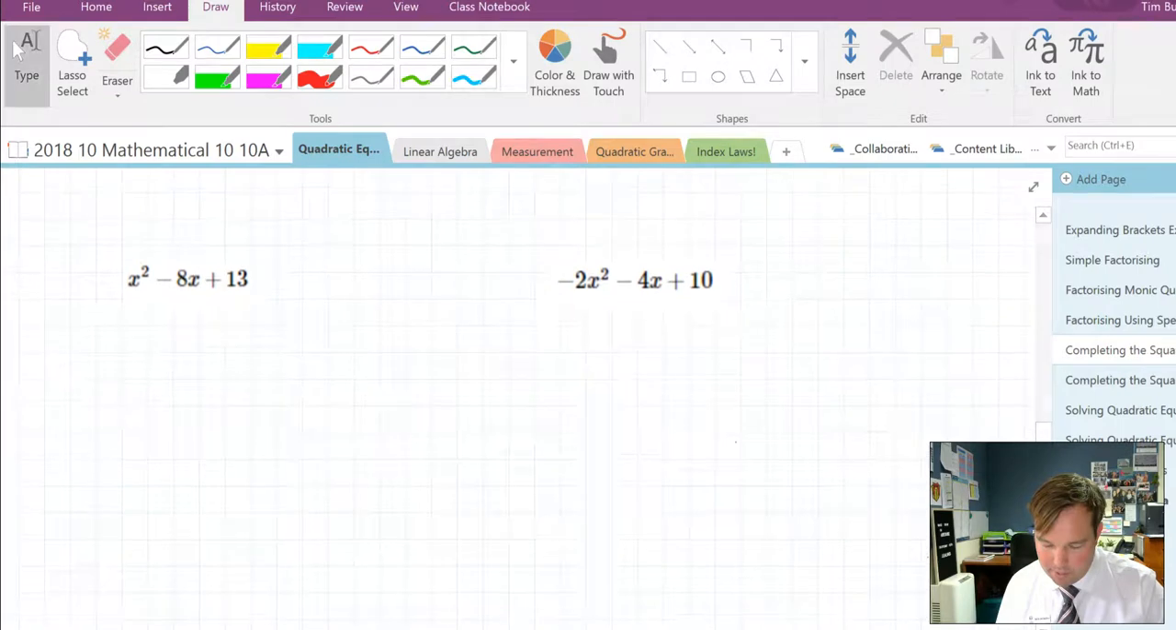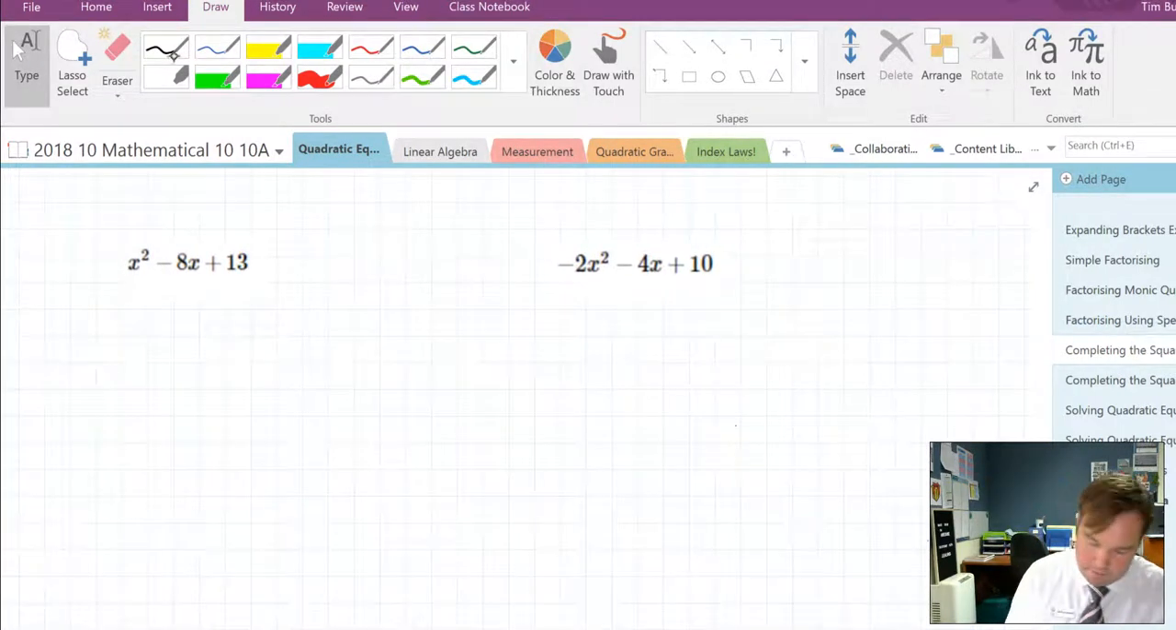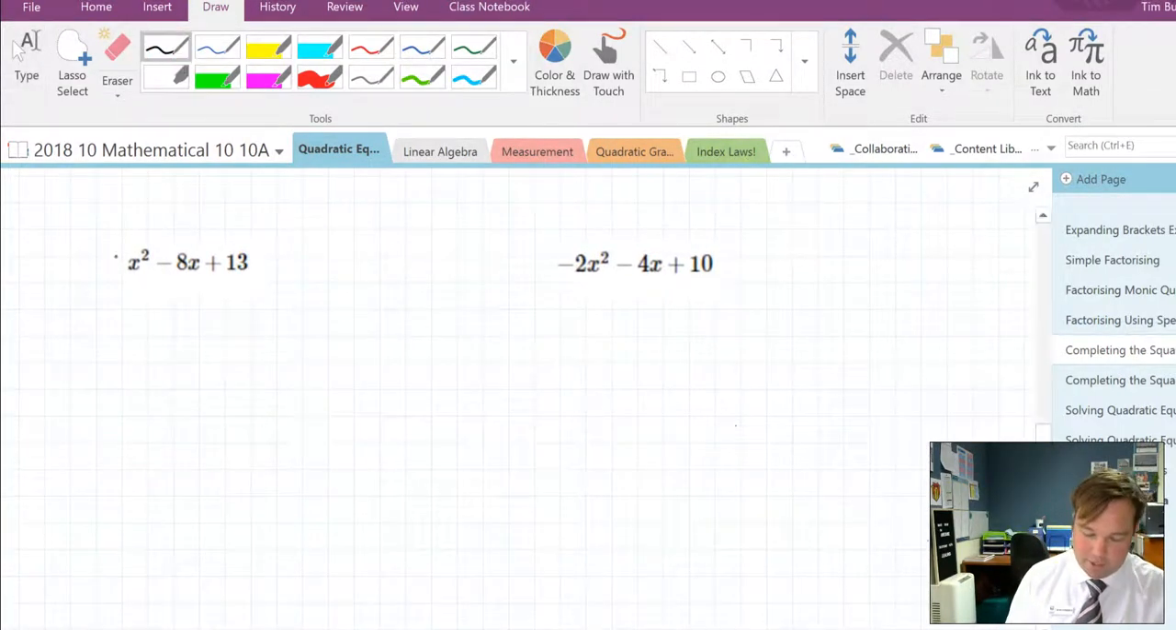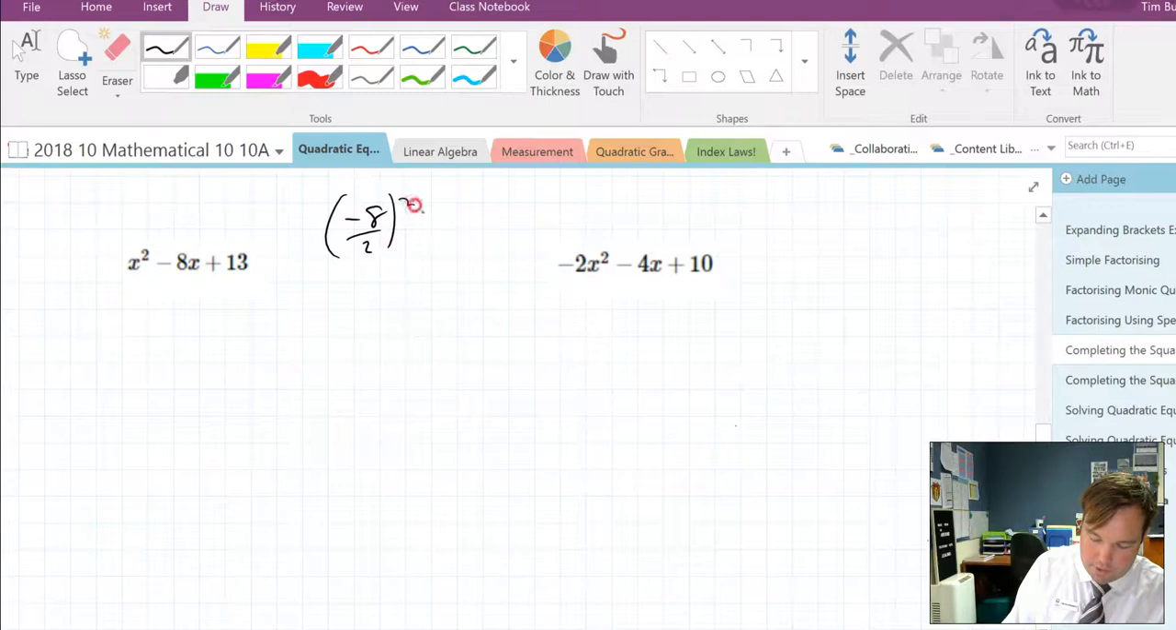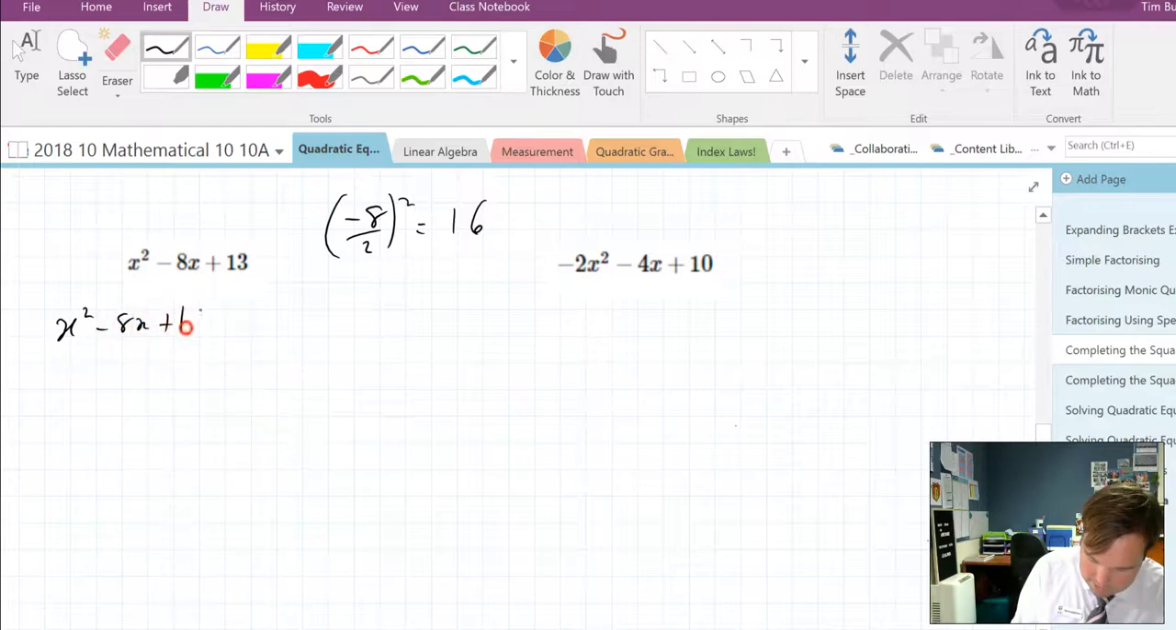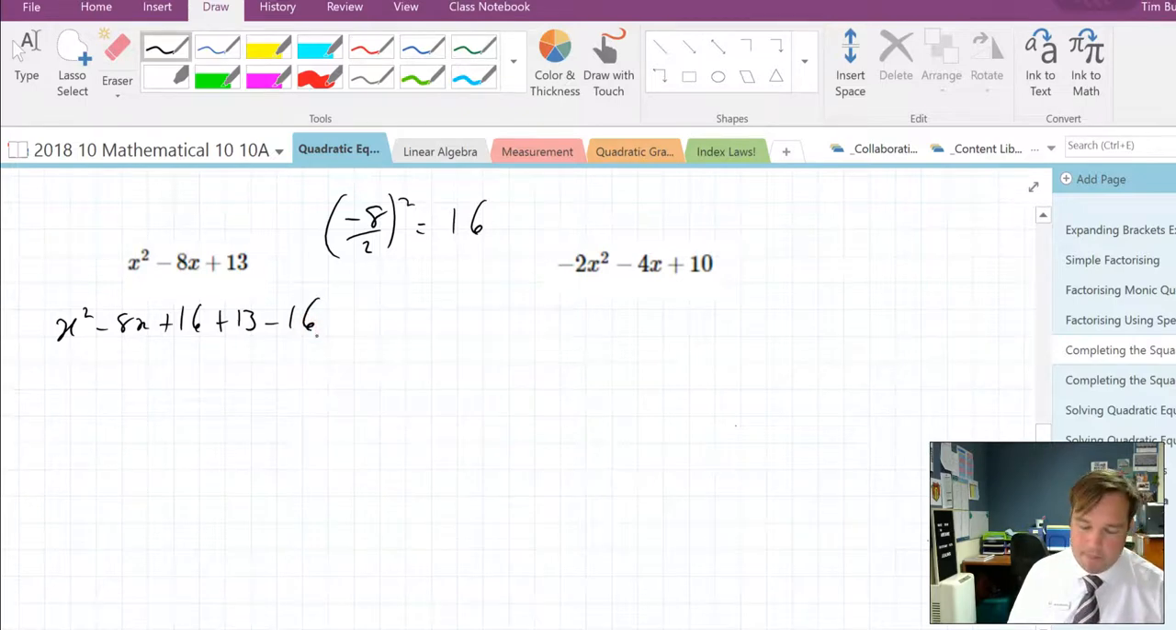Alright, let's do a couple more examples. Step 1, ensure leading coefficient is 1. No worries. Take out the b term. The b term is minus 8. Halve it, square it. Half of that is minus 4. Squared is positive 16. We're going to add 16 on, take 16 off. So this becomes x squared, take 8x, plus 16, plus 13, take the 16 off again.